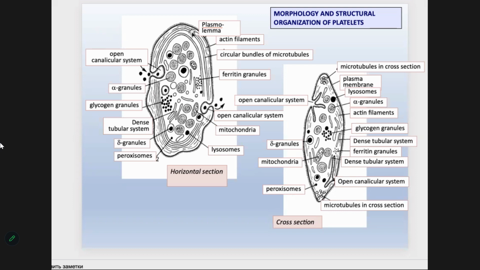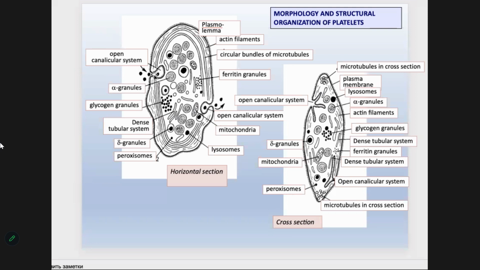On the periphery, we can see the rings of microtubules, from 4 to 15 concentric rings. And below the microtubules, there are the microfilaments made by the contractile proteins such as myosin, actin, gelsolin, which take part in the retraction of thrombus. Thrombus becomes dense during the retraction. And also the hyalomere is represented by the system of canaliculi, open canalicular system and dense canalicular system.